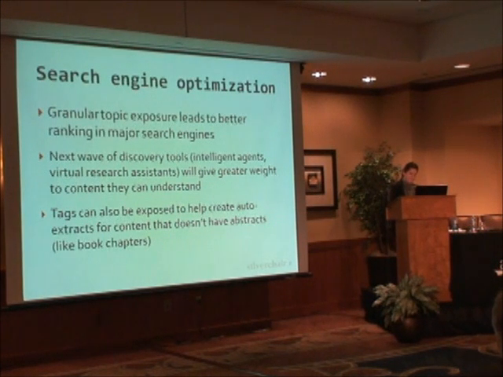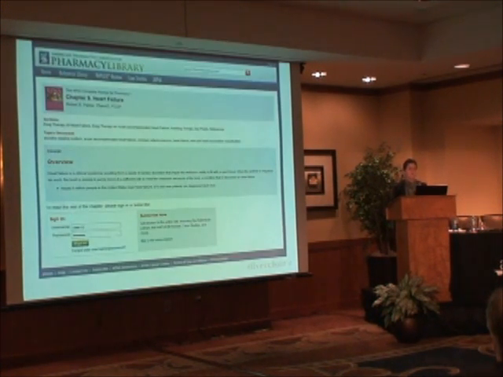Search engine optimization is also an important feature. You can improve your ranking in major search engines. The next wave of search assistants that are coming, virtual research assistants, are going to give greater weight to the content they can understand. You can also use tagging to create auto extracts for content, like book chapters, that don't have abstracts. So this is an example from the American Pharmacists Association Pharmacy Library. And you can see that what's exposed here is a little snippet of the text, but also the topics that are discussed in the chapter.